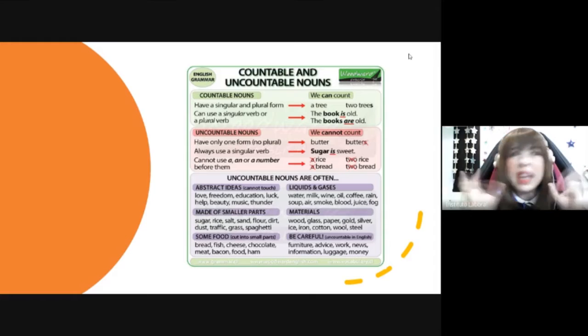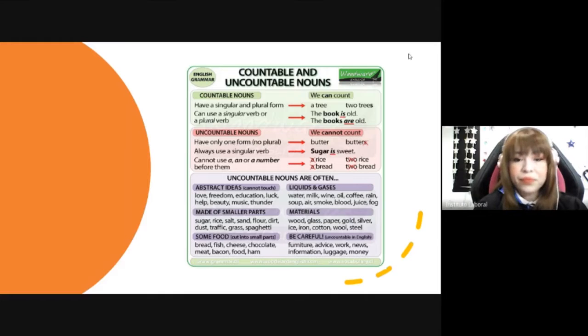Uncountable nouns are often abstract ideas. Okay, not things that we can touch. Like for example, love. That feeling is an uncountable noun because it is abstract. You can't see the love, but you can feel it, right? Freedom. Wow. Freedom. That's another uncountable noun. Education, luck, health, beauty, music, thunder. Those are abstract ideas, and those are in the classification of uncountable nouns.